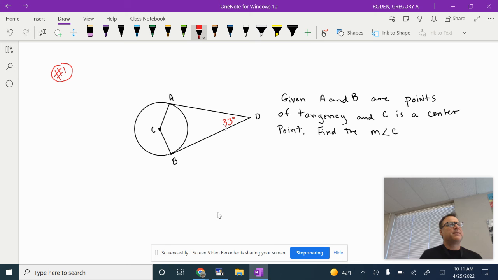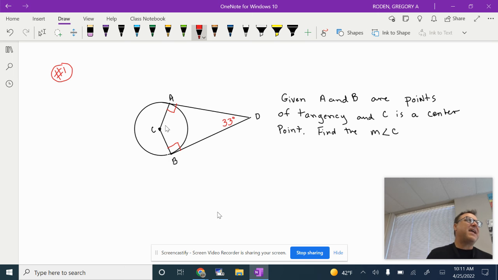All right, the first thing we want to do is use the information that we now know, our theorem. Can we add some more information to this picture just by knowing what we now know? Angle DAC is a 90-degree angle. See that? What else do we know? Yeah, we know that because these are points of tangency, and CA and CB are radii.